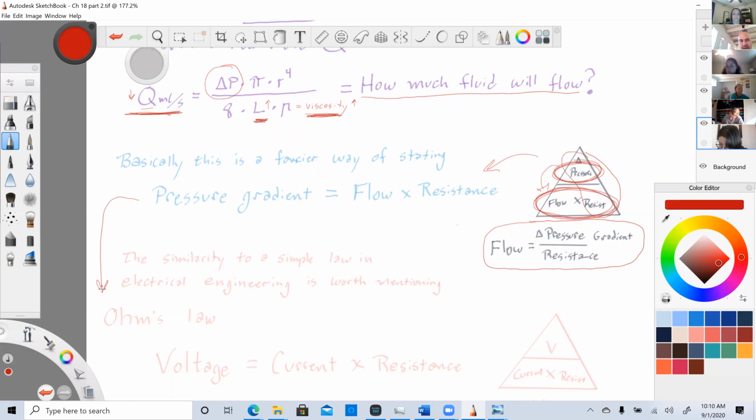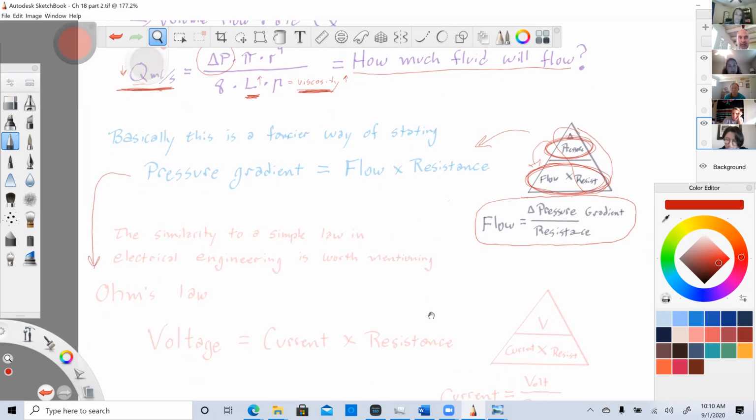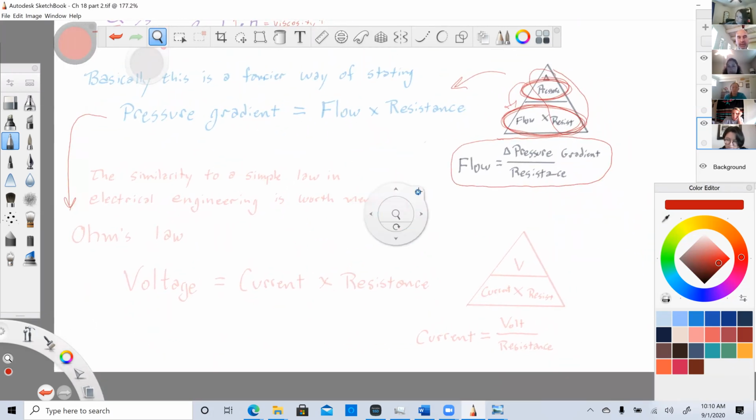The reason they put it in this form is because there's a similarity to a simple law in electrical engineering. It's worth mentioning. Why is it worth mentioning? For the sole purpose of getting that answer correct on the SPI. And as far as I'm concerned, it is the only reason why it's worth mentioning, because there are similarities between flow through pipes and electricity through wires. The mathematics is very similar. I don't understand why we have to care, but apparently we do. So let's talk about it.